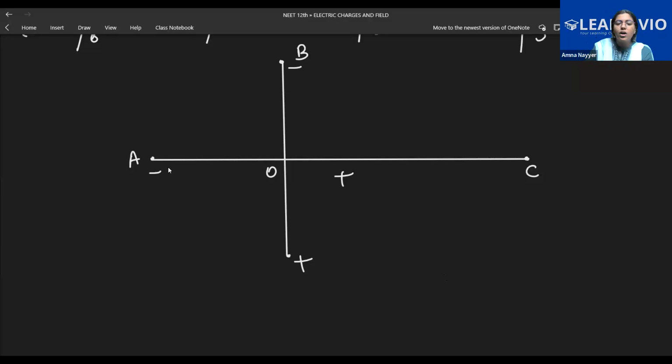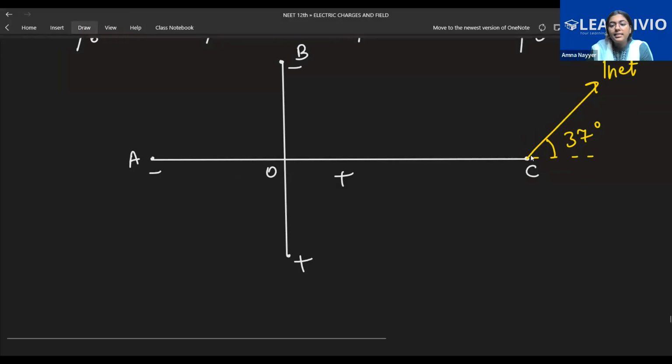See, this is your dipole A. This is dipole B. And this is the point C. So here, let's say the resultant is somewhere here. So this resultant is making an angle of 37 degree. This is the resultant. So how is it formed? If this is the resultant, then it must have been formed with the help of these two vectors like this.